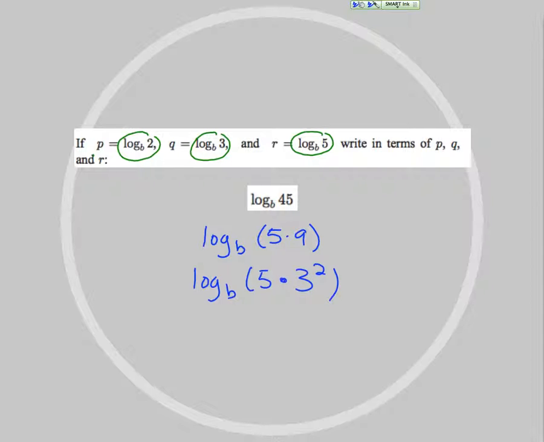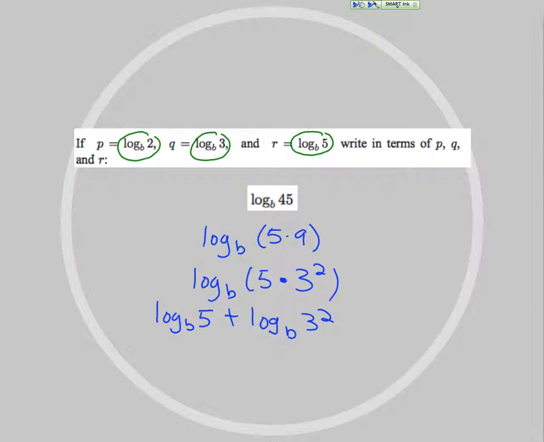Now I can use my law in reverse. So I can take this multiplication and split it up into 2 logs that are adding. So I'm using that law in reverse. Are you guys okay with that? How we can use them both ways?